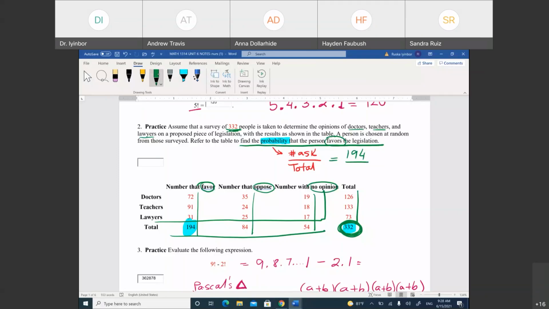And that's the probability. Now you can reduce this if you can. In this case, you can divide by 2, right? So I'm going to divide by 2 up and down. So 194 divided by 2 gives 97. 97 over 166, right?